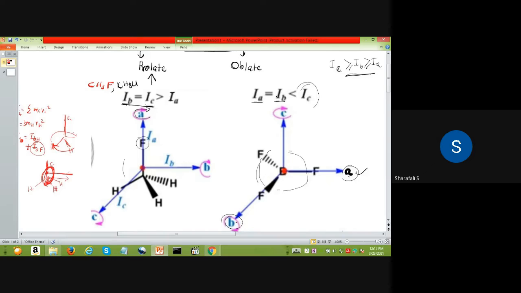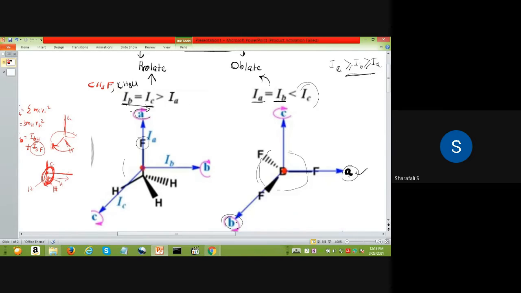And this particular molecule is called an oblate molecule when IA equals IB, which is less than IC. So two moments of inertia are the same, which is less than the third one, that is oblate. And in the prolate case, two moments of inertia are the same, but which is greater than the third moment, that is prolate.